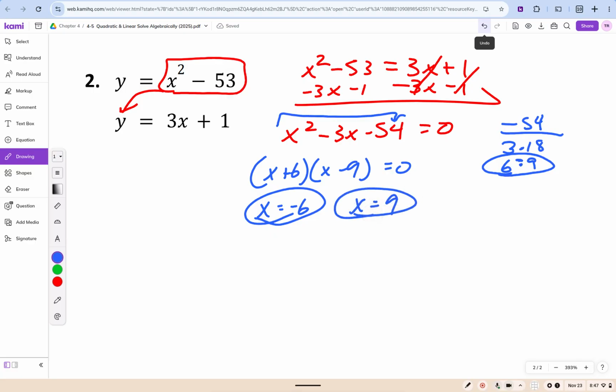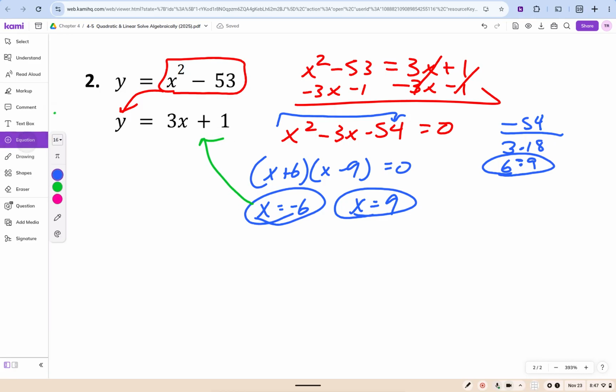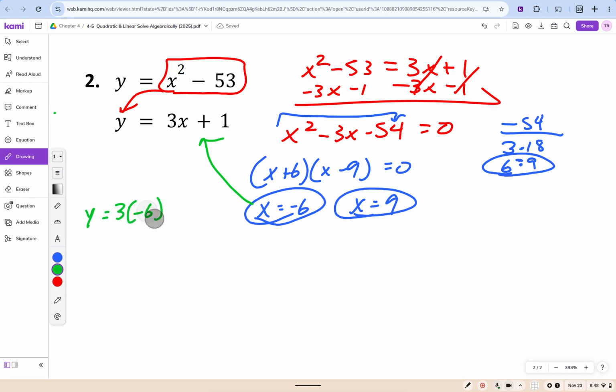Okay, and so once again I take both of those and plug them in to one of those two equations. And again, you just pick the one that is going to be easier, so the one without a square. So y equals 3 times negative 6 plus 1. And so that's going to be negative 18 plus 1, which is negative 17. Okay, so there's my first point. That's negative 6, negative 17.